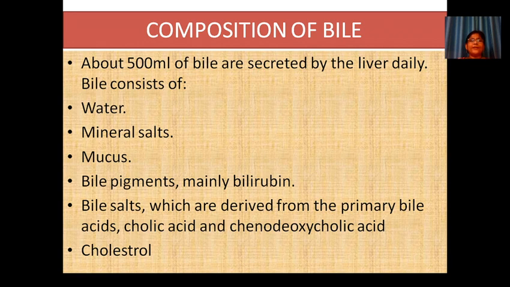Next, let us see the composition of bile. About 500 ml of bile is secreted by the liver daily. This bile consists of water, mineral salts, mucus, bile pigments, mainly bilirubin, bile salts, which are derived from the primary bile acids, cholic acid and chenodeoxycholic acid, and cholesterol.